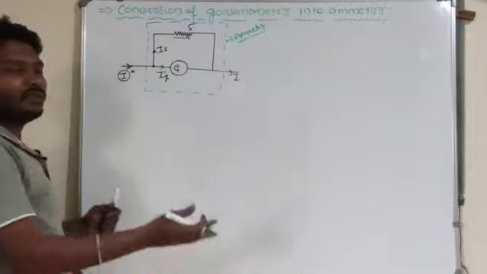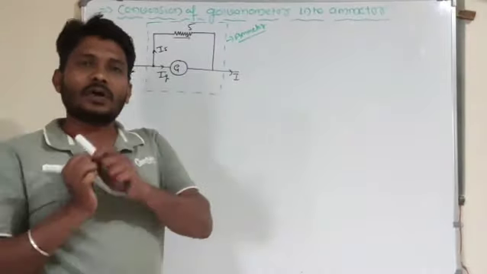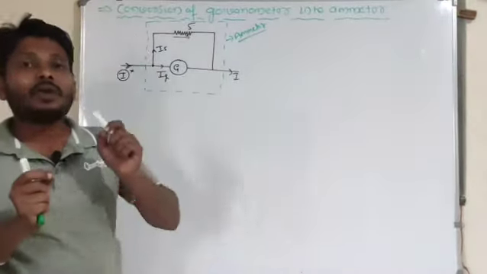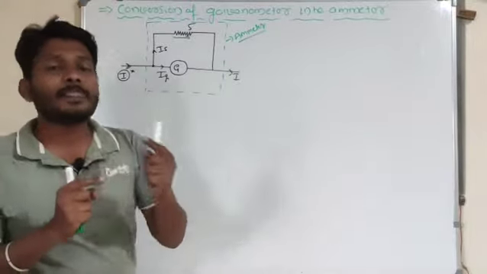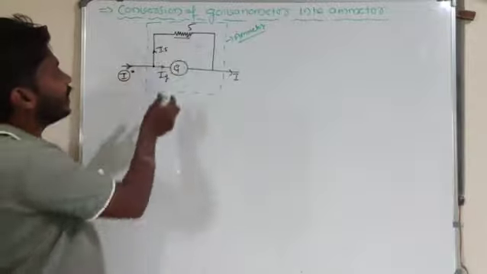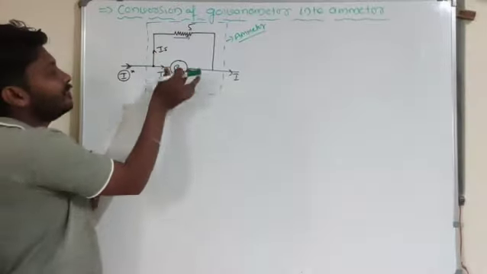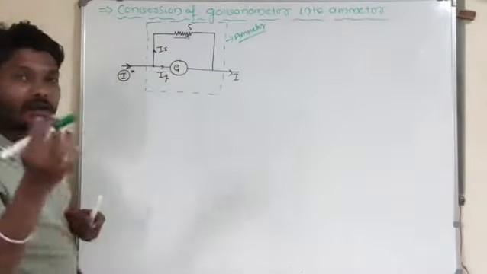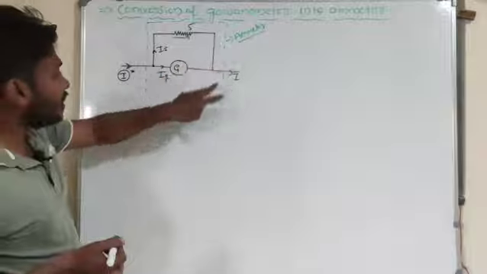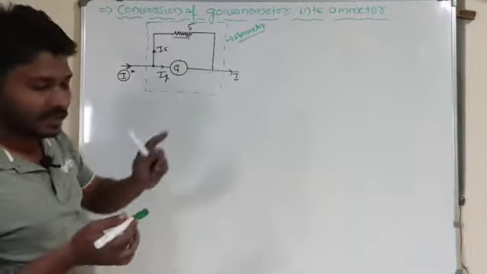Then how to convert a galvanometer into an ammeter? In one word I can say, connect a low resistance parallel to the galvanometer. I will connect this low resistance wire parallel to the galvanometer. What is the combination between the galvanometer and this low resistance or shunt resistance? These two are in parallel combination. Now this entire setup acts as an ammeter.